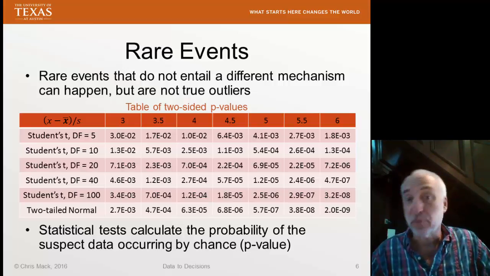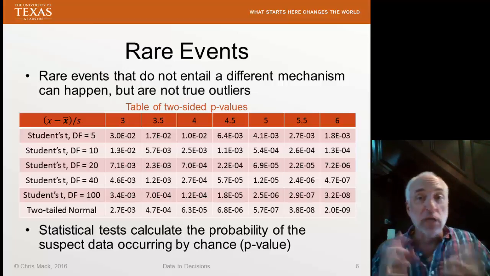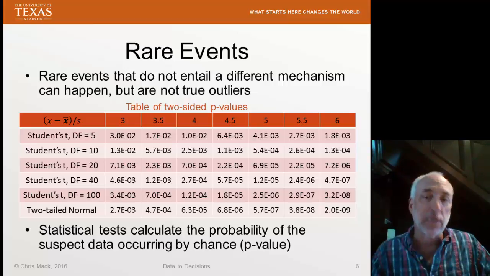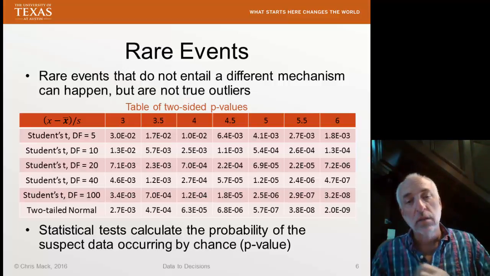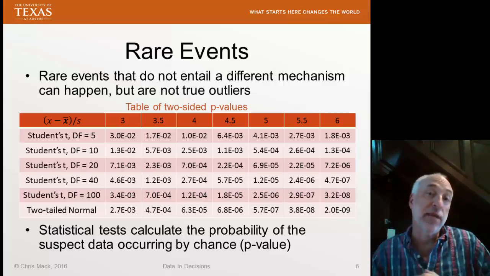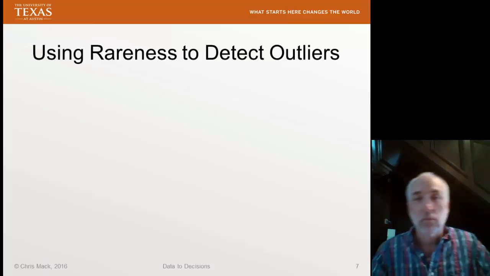Remember, the p-value is the probability of getting a data point that extreme or more just by random chance. And we're going to use this idea of the probability of a rare event, in comparison with the actual data point that we got, as a way of judging whether we're seeing just a random rare event or something systematic.